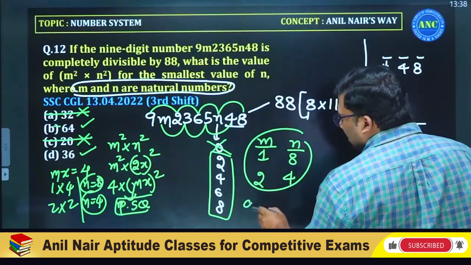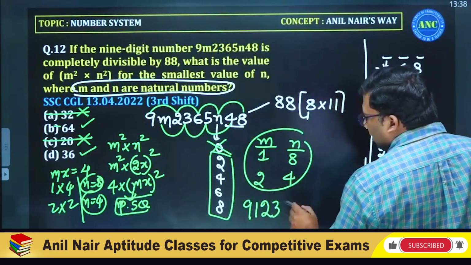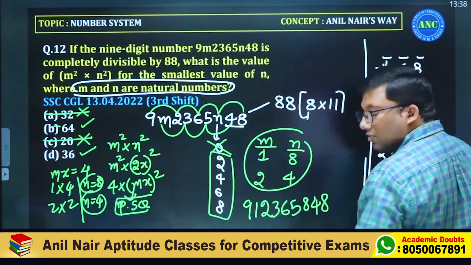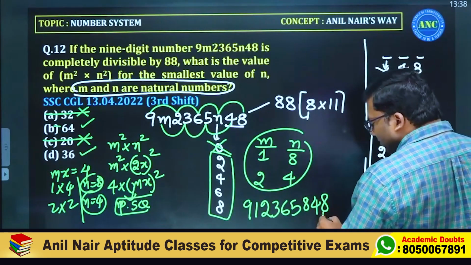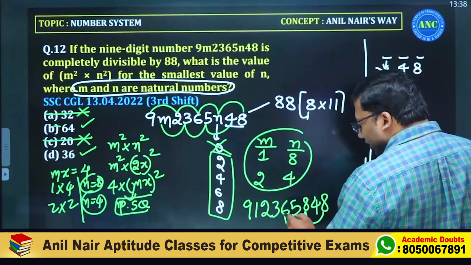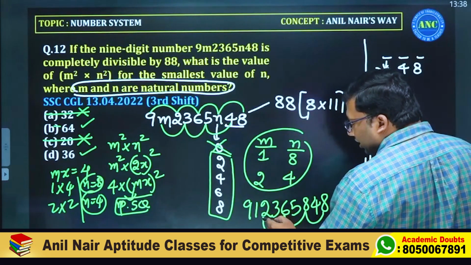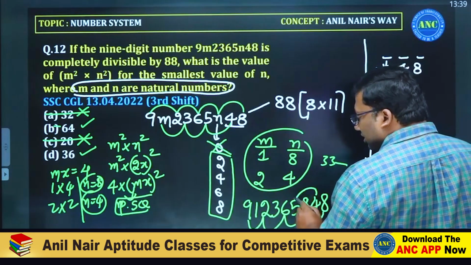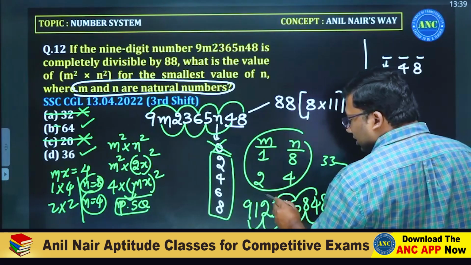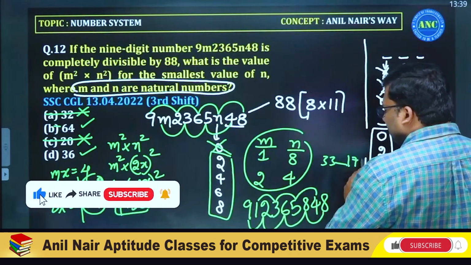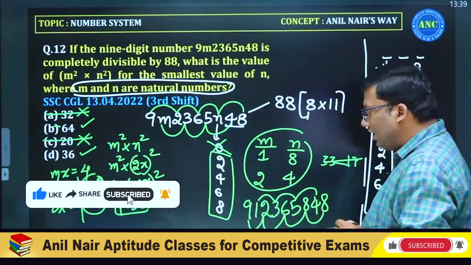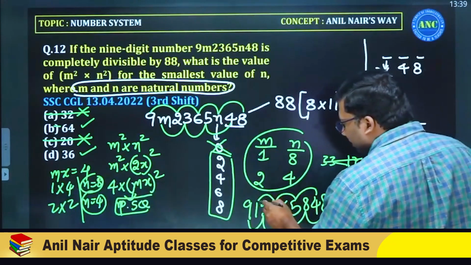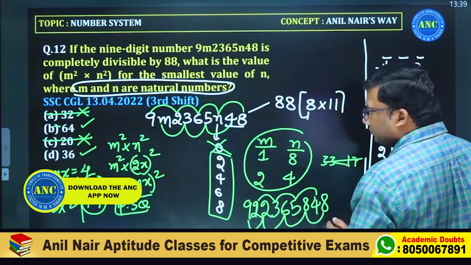So this will be 9, 1, 2, 3, 6, 5, n is 8, 8, 4, 8. Check whether it is divisible by 11. 16 plus 6, 22. 22 plus 2, 24. 24 plus 9, 33. Odd places: 13 plus 3, 16. 16 plus 1, 17. 33 minus 17, it is 16. Check whether with this place.